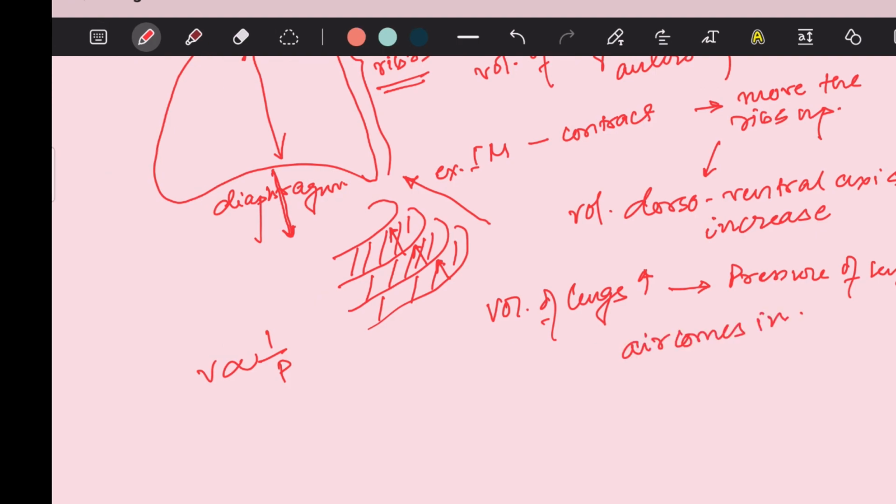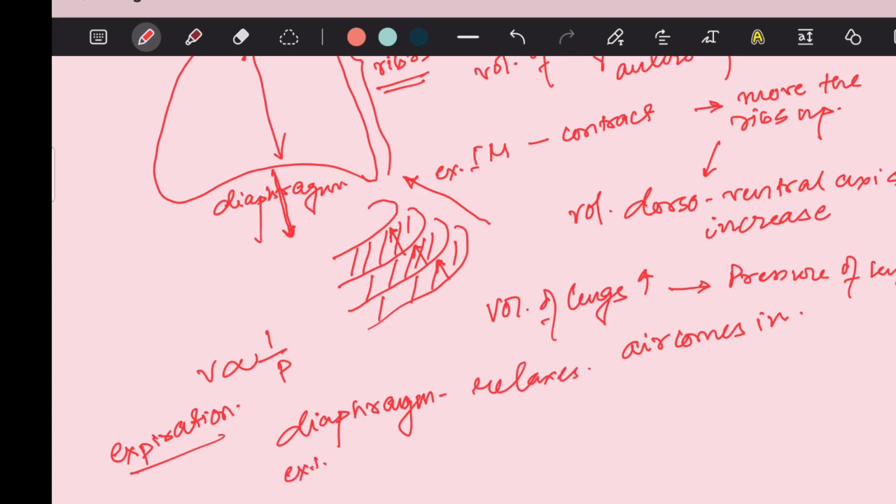Now, during expiration, the same thing happens, but in the opposite way. During expiration, the diaphragm relaxes, whereas the external intercostal muscles also relax. The overall lung volume decreases, so pressure increases. As a result, air is thrown out.